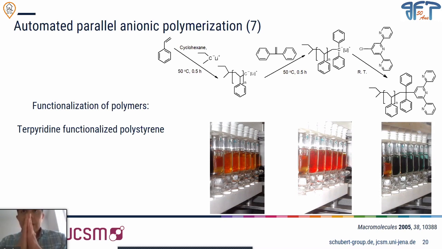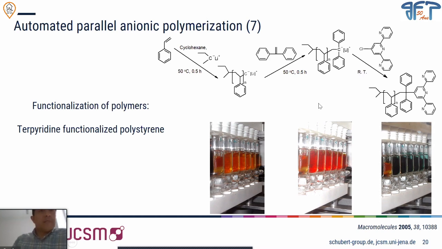Another example of this anionic polymerization in these robots. You can see here some functionalizations. It's similar chemistry as before. You start with an anionic polymer, so you cap it with diphenylethylene to lower the reactivity, and then in the third step you introduce a functional group, in this case a terpene.